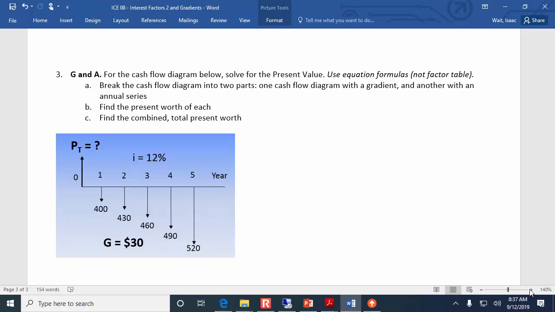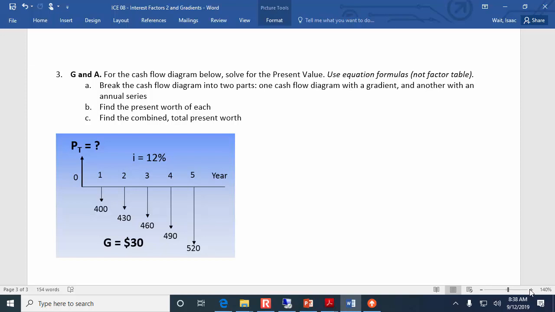It's in year 2. So the way you can think of it is year 1 is 0 G. Year 2 is G, so there's 30. Year 3 is 60. Year 4, 90. Year 5, 120. All right? We want to find out what's the present equivalent of that. So what is find P given G, I equals 12%, N equals 5.